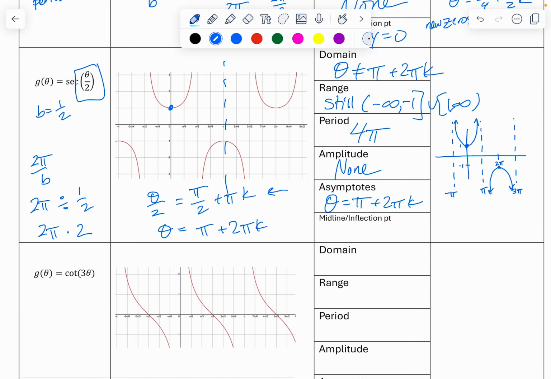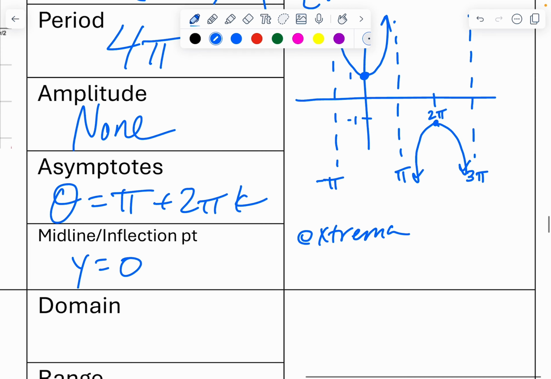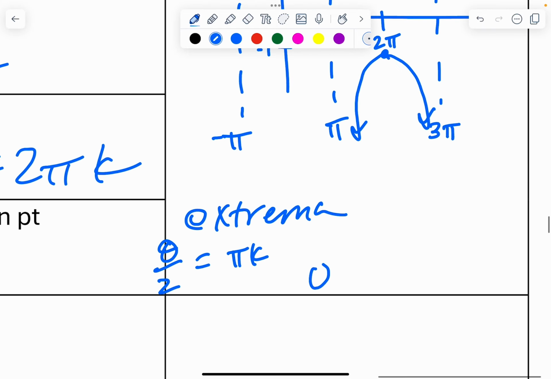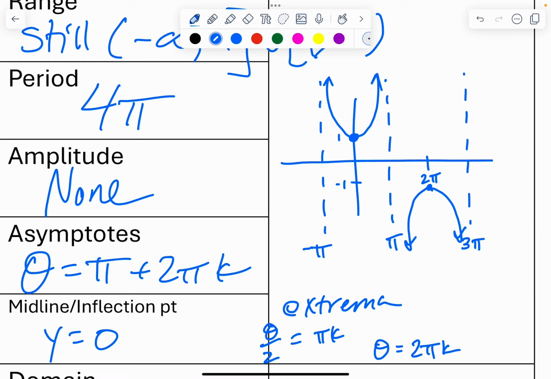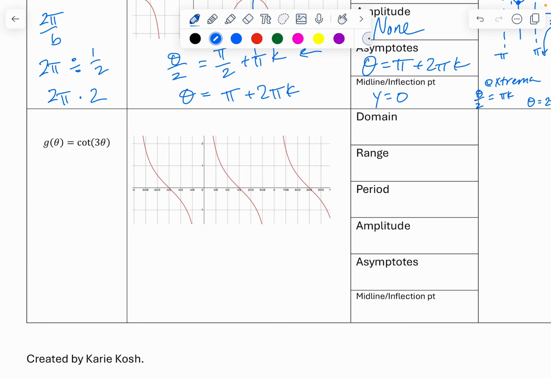Does that make sense? The midline is still y equals 0. We can look at the extrema. If we want to find all the extrema, they happen every pi, so they're happening at pi k. I set that theta over, I lied, theta over 2 is equal to pi k. And so my extrema are now going to be at 2 pi k. So they'd be at 0, 2 pi, 4 pi, 6 pi, and so forth.